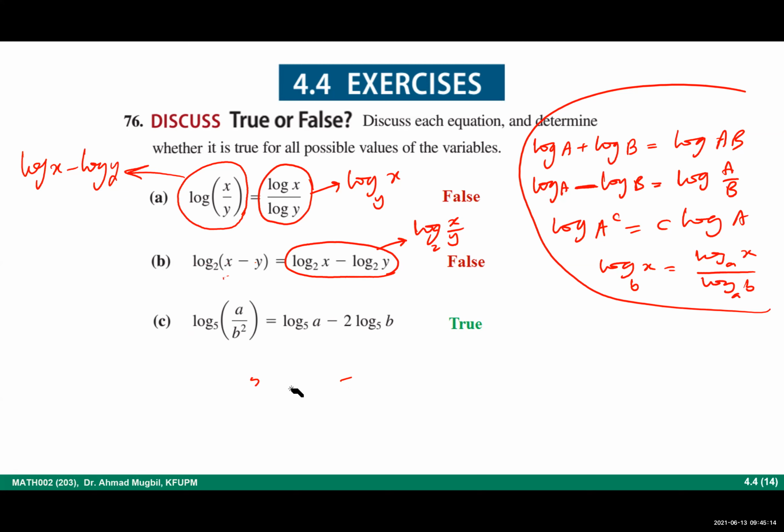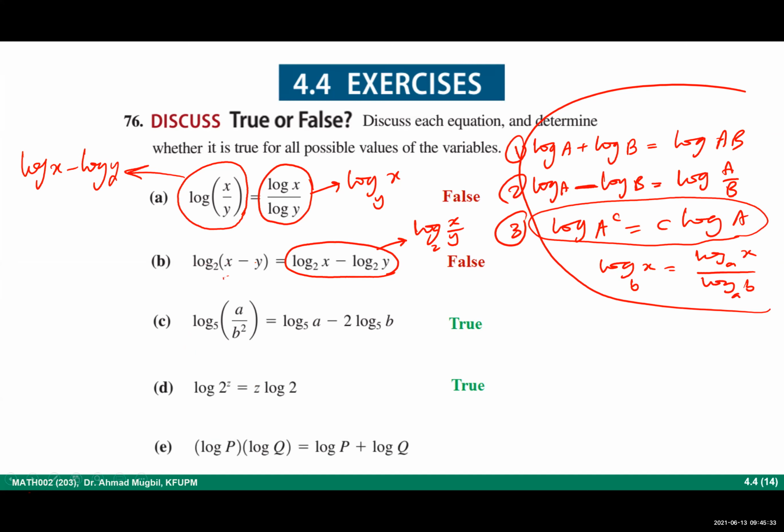Thank you very much. Let's go to D. And I think, guys, D is clearly true because it is just this law, the third law. So this is law number 1, law number 2, this is law number 3. We just applied law number 3. So it is also true.